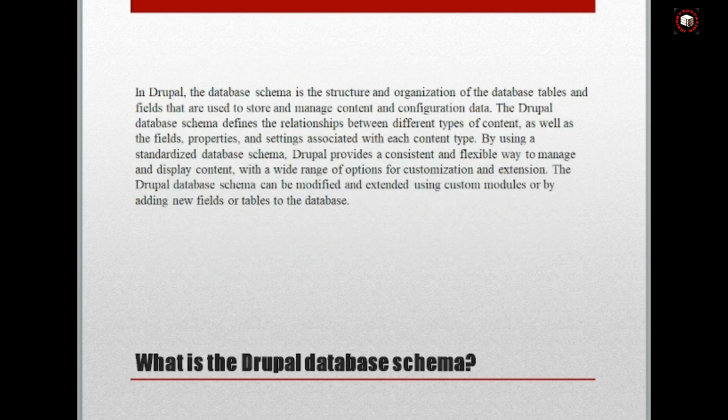Next, what is the Drupal database schema? The database schema is the structure and organization of the database tables and fields that are used to store and manage content and configuration data. The Drupal database schema defines the relationships between the different types of content as well as the fields, properties, and settings associated with each content type. By using a standard database schema, Drupal provides a consistent and flexible way to manage and display content with a wide range of options for customization and extension.